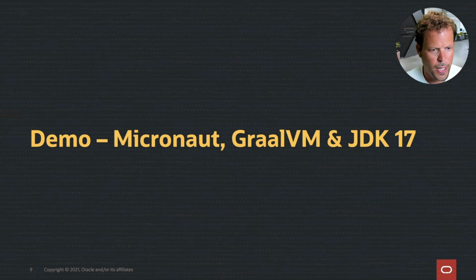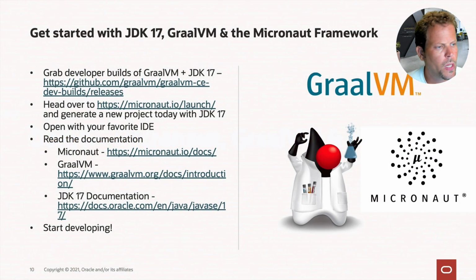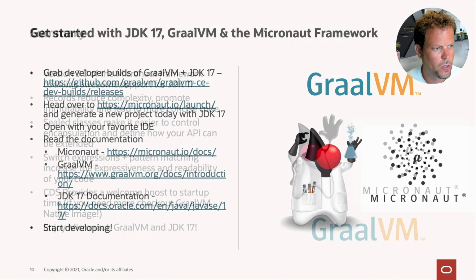To get started with JDK 17, GraalVM, and the Micronaut framework, you can grab those developer builds at the GitHub GraalVM releases page. You can head over to Micronaut Launch and generate a new project today with JDK 17. And you can open it with your favorite IDE and then jump over to read documentation. There's great docs in Micronaut on GraalVM and JDK 17, and you can start developing today.